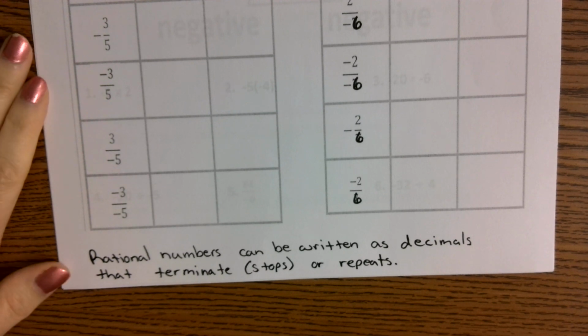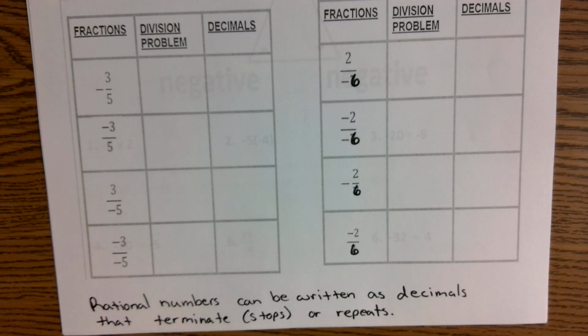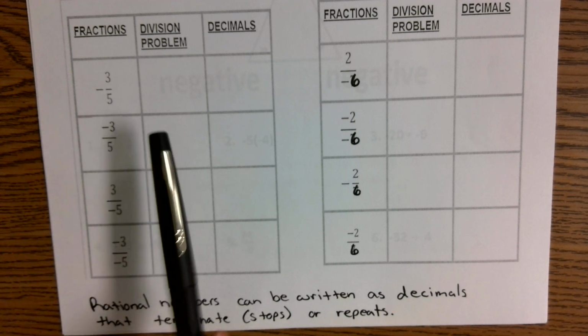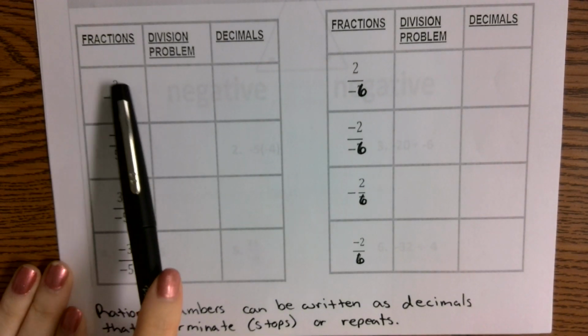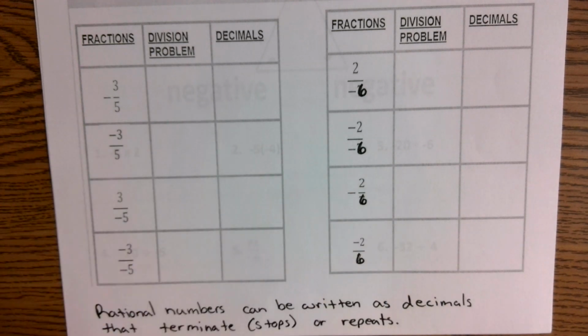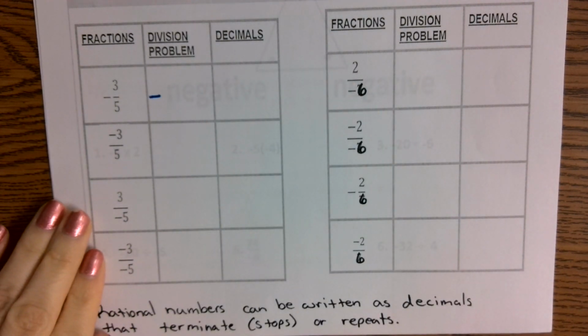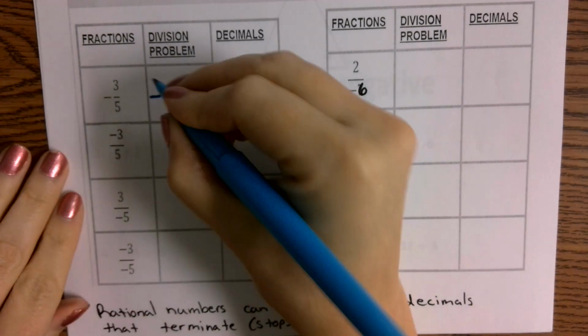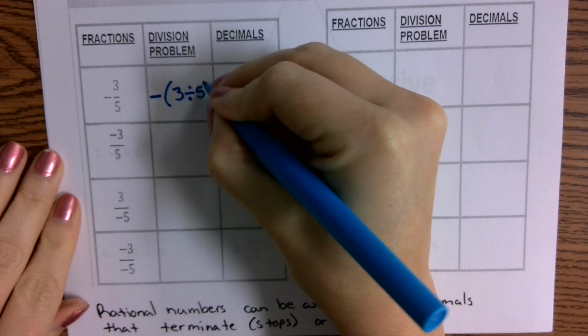So what we're going to be doing here is we're going to identify these rational examples, but we're also going to identify what one is not like the other and what we think might be the reason for it. In this very first problem, we've got negative 3/5. When we write this as a division problem, we write our negative sign, and then in parentheses, 3 divided by 5.